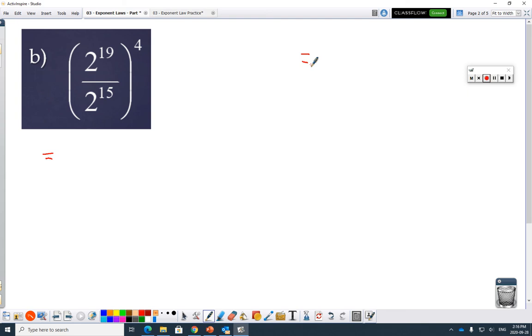In this question, power of a power means I got power of 4 on both of these powers. Because we said, if there's an exponent 4 on the outside, it gets applied to everything. So the 4 gets multiplied by the 19, but also by the 15. So I'd get 2 to the, oh, here we go, big number here. 4 times 19. 4 times 10 is 40.